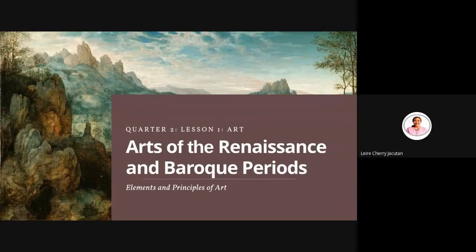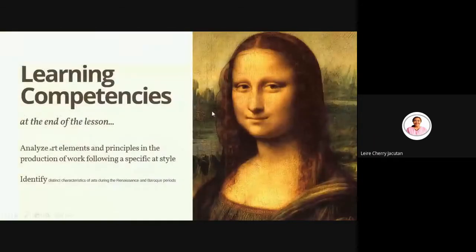So again, this is the first lesson of art, which is about the arts of the Renaissance and Baroque periods, and we'll talk about the different elements of art and principles of design. Okay, so to begin with, we'll talk about the different learning competencies: that at the end of the lesson, you will be able to analyze the different art elements and principles of design in the production of art following the practice of a particular style.